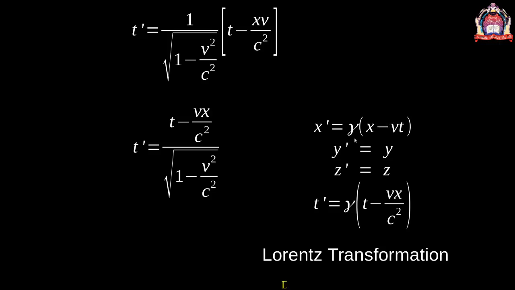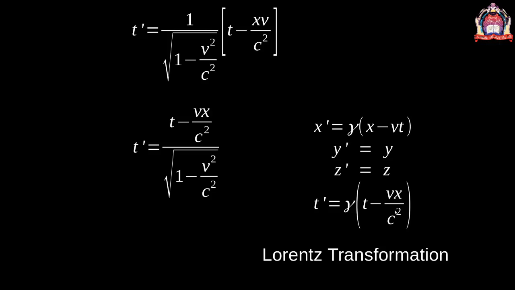So you can write x is equal to gamma into x dash plus vt dash. Likewise y is equal to y dash, z is equal to z dash, and t is equal to gamma into t dash plus vx dash by c square.